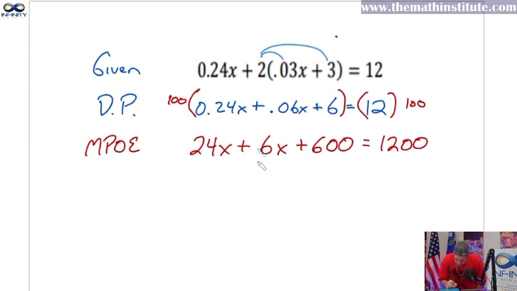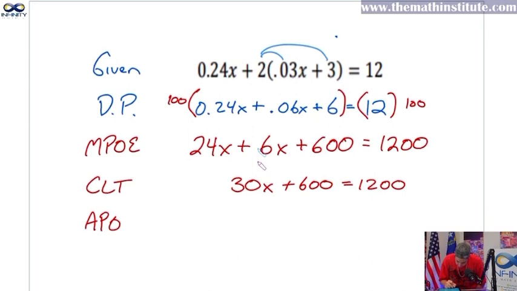I'm going to combine like terms. So I get 30x plus 600 equals 1200. I'm going to APO negative 600. Anything I do to one side, I must do to the other. And I get 30x equals 600.